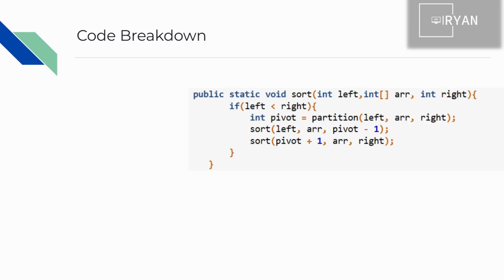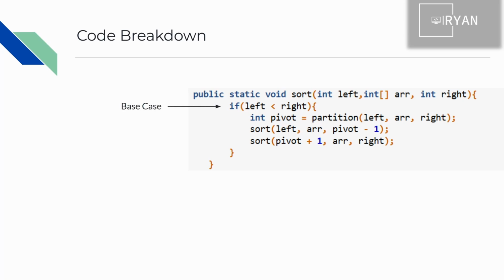Next we will move on to our main sorting method. As you can see, here we have the sort method, and it doesn't really do much except checking the right conditions to perform recursive calls to the partitioning method. As you can see, we have the parameters left, array, and right. Left would be, of course, the starting point of our sorting section. Right would be the ending point of our sorting section. And the array will be the array that we are sorting.